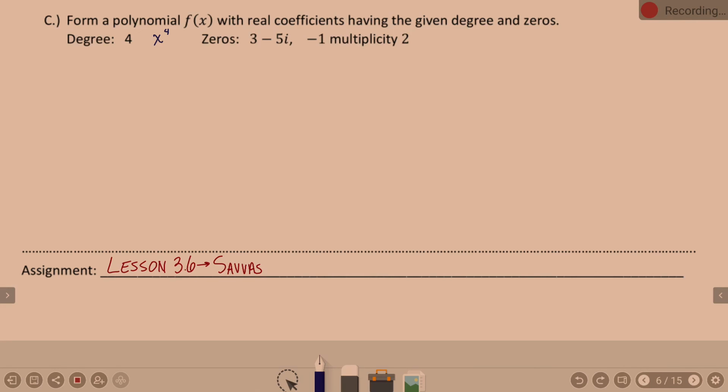What's that? Okay, so negative 1 multiplicity of 2 means that the zero of negative 1 is going to occur how many times? Twice. So that means there's negative 1 and then there's also negative 1. If there's 3 minus 5i, what do you know? There's 3 plus 5i. And then you're going to need 2 of the minus negative ones that become plus ones.